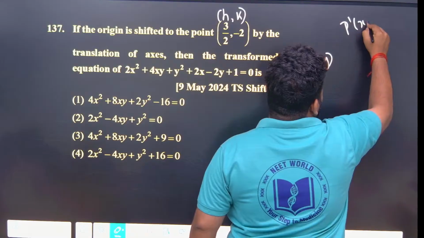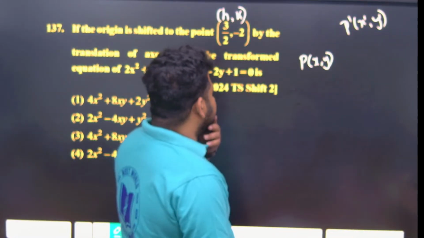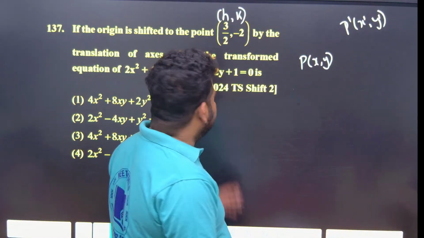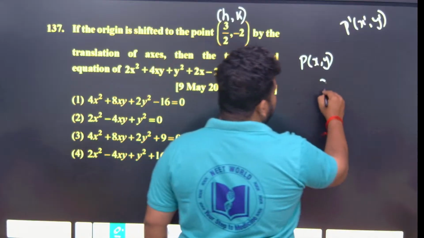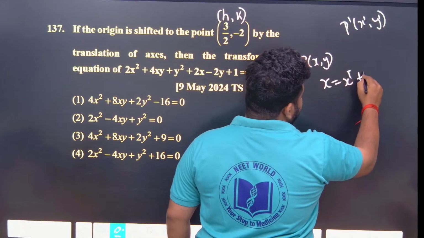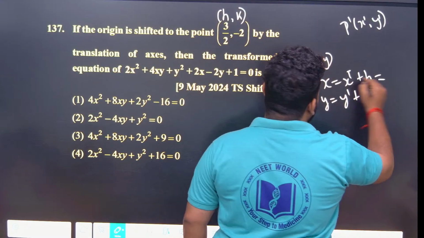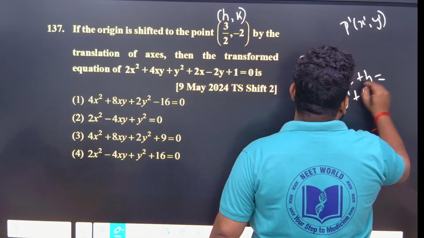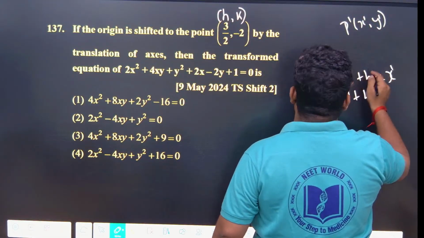P dash will be x dash, y dash. Correct na? P dash will be x dash, y dash. Now what will happen to x? What will be the value of x? Instead of x, what should I write? See, x will be equal to x dash plus h, that is, y will be equal to y dash plus k. So x dash is what here? X dash is x itself. You write x itself, and x dash plus what should you write?